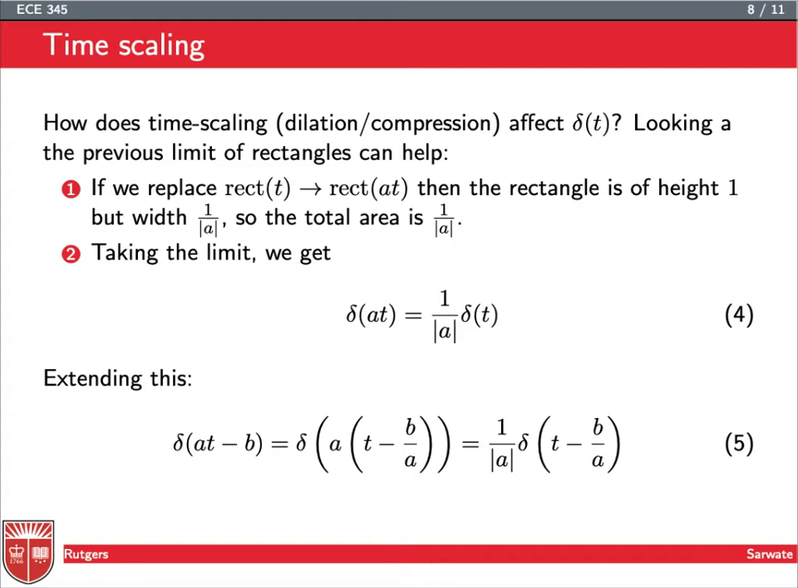So if we replace the rectangle function with rect of at, then the rectangle in this new rect function has height 1, but width 1 over a. So the total area is actually just 1 over the absolute value of a. If we take the limit, then we can see that delta of at is 1 over magnitude of a times delta of t. This stretching or squishing factor stretches or squishes the area correspondingly. If we extend this, delta of at minus b is equal to 1 over magnitude of a delta of t minus b over a.